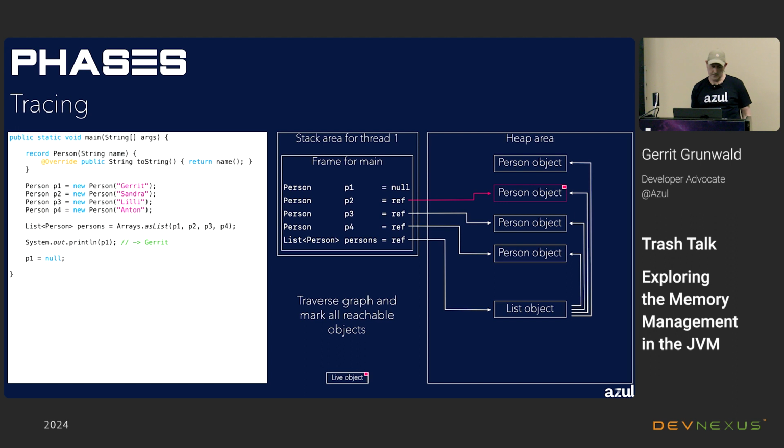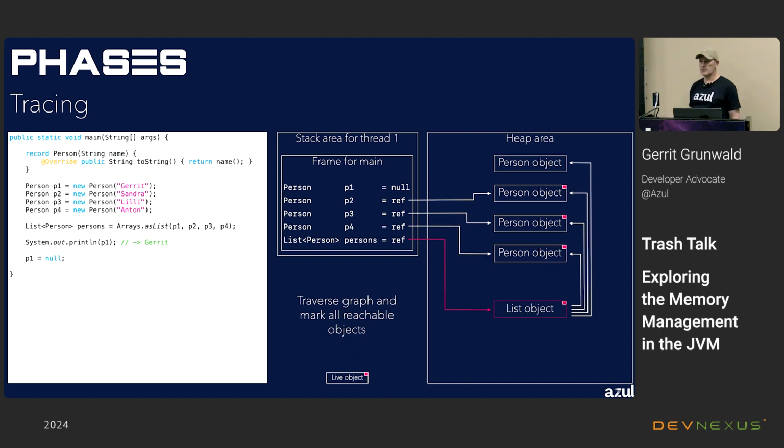That's the idea. If we take a look at the code that we saw before, in this case, I just set the P1 to null. And you see what will happen. So we walk through the P2 reference, we mark it, we find it in the heap, we mark it as this is a live one, I can reach it. Second one, mark it, live. Third one, again. Then we have the list. The list is also reachable.